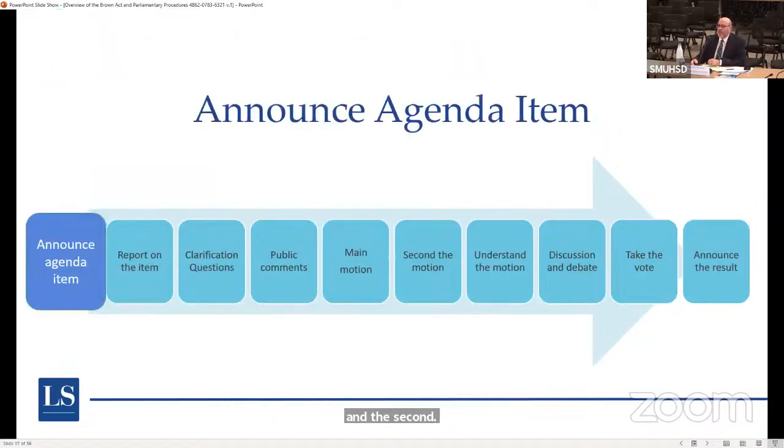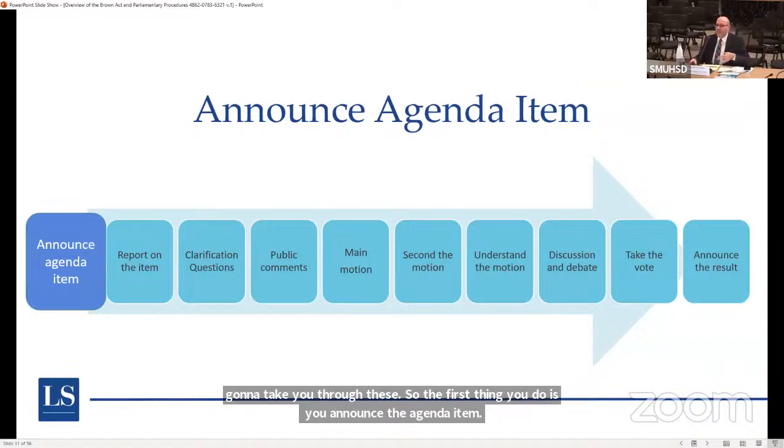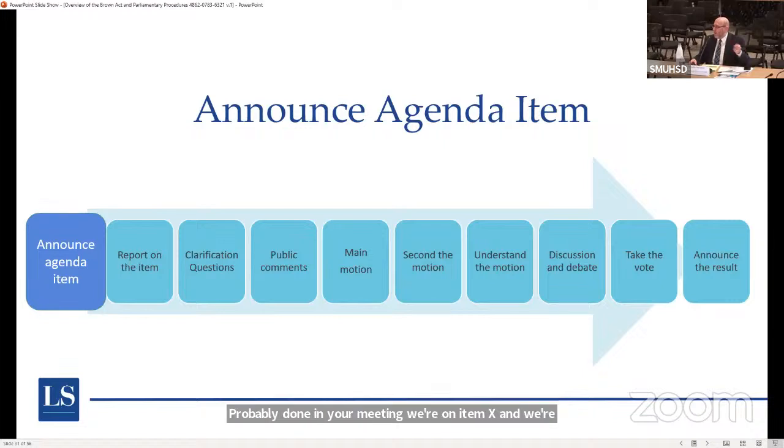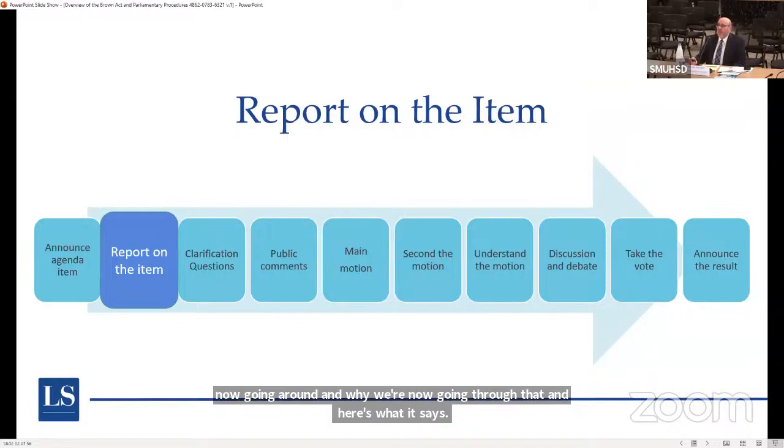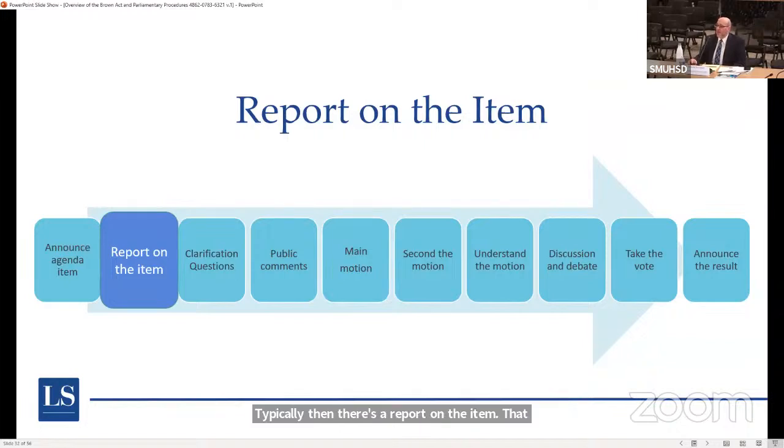And again, I'm going to take you through these. So the first thing you do is you announce the agenda item. It's probably done in your meeting. We're on item X and we're now going on to item Y. Typically, then there's a report on the item. That report is typically from your staff. Staff gets up, they make the report.